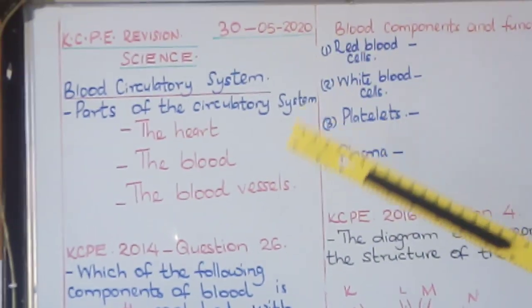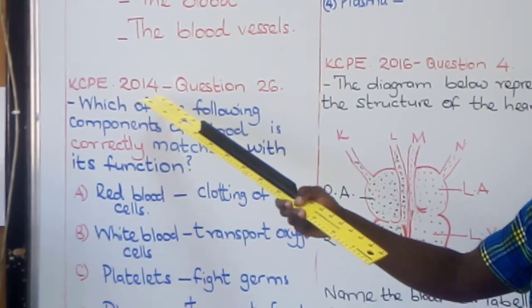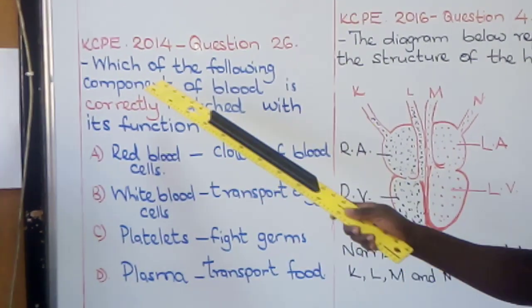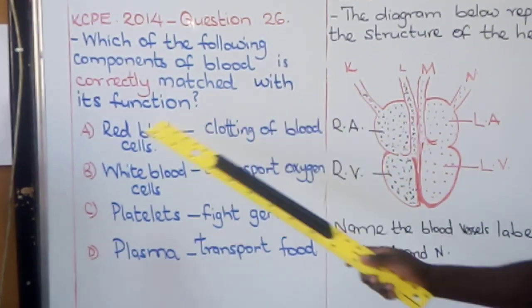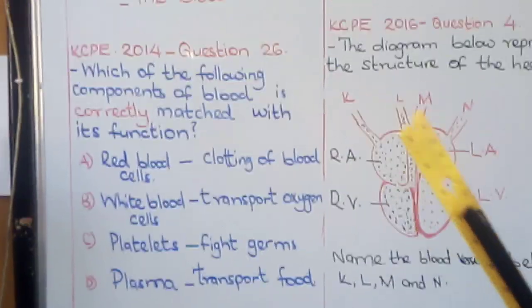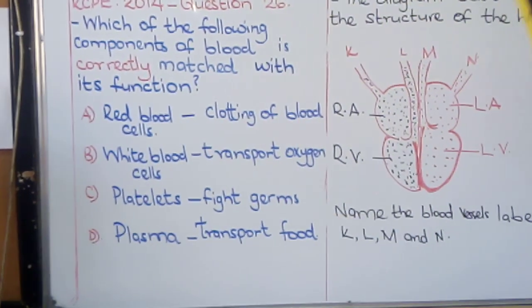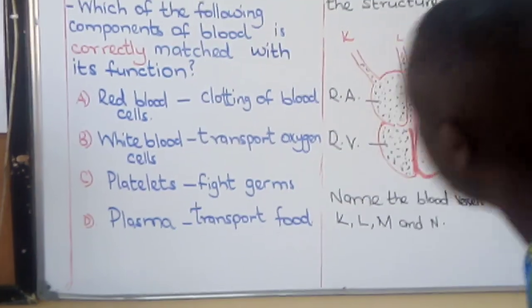I don't want to go on with the introduction before I go to the questions, because I've picked several questions from the past KCPE papers to revise using them. KCPE 2014, question number 26, and it's written here: which of the following components of blood is correctly matched with its function? Here we are talking about components of blood. Before we answer this question, let us see which are these components of blood.